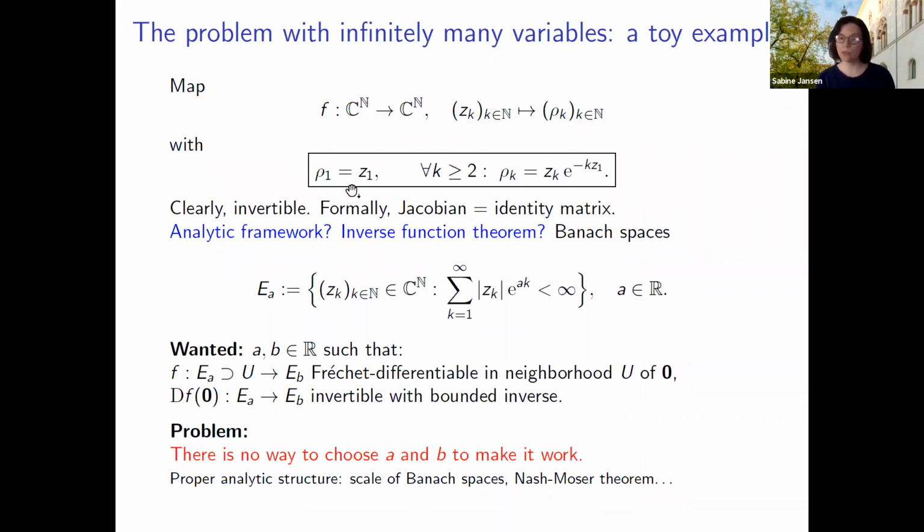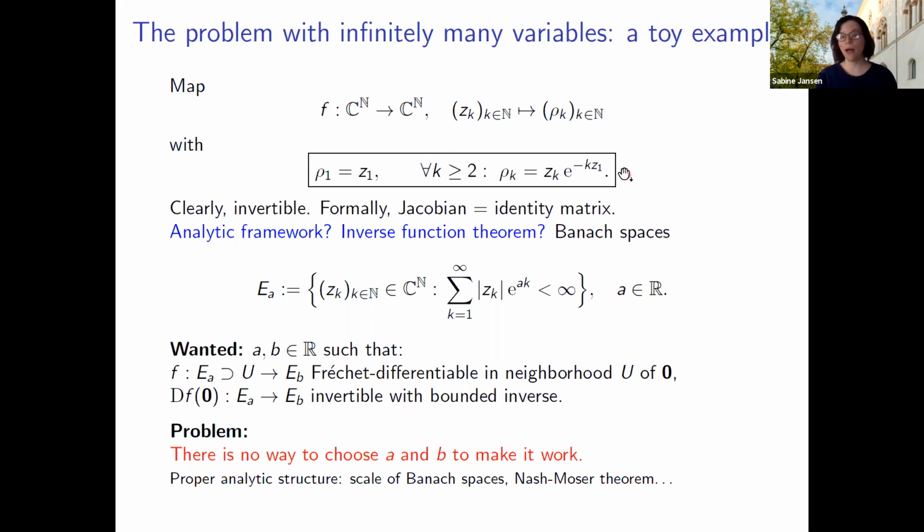Row 1 is equal to z1. And for k larger than or equal to 2, row k is simply zk times e to the minus k z1. This example is not entirely arbitrary. It's really motivated by formulas that you will see a little bit later about non-overlapping rods on a line or hierarchical mixture of cubes. Good. Now, this is really concrete.